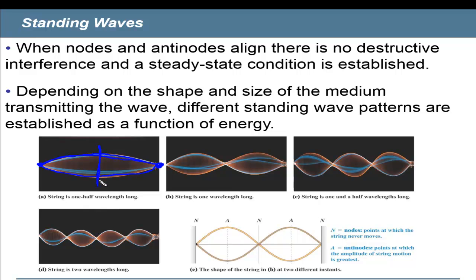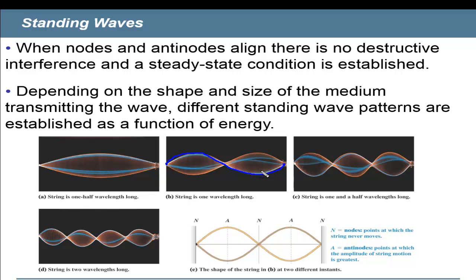If I have a string that's one entire wavelength long, then I start some disturbance down at this end, and it comes up and travels one complete wavelength, and then it hits a fixed end and gets inverted, and so we have the other wave come back through like this, and they both cross through the 0 point at the same time. And so there's a node right here as well as nodes at the ends, and then two antinodes, halfway between each of these nodes.